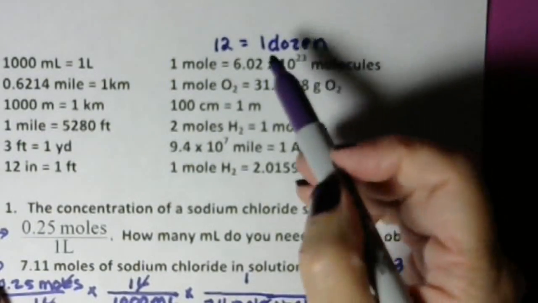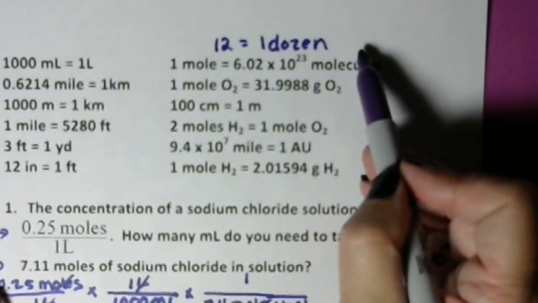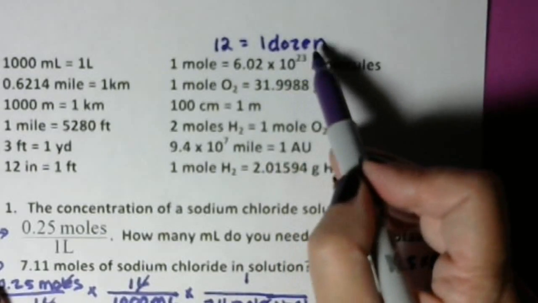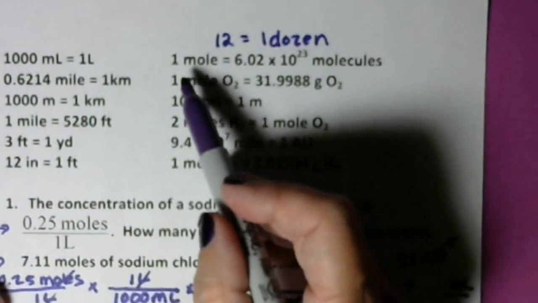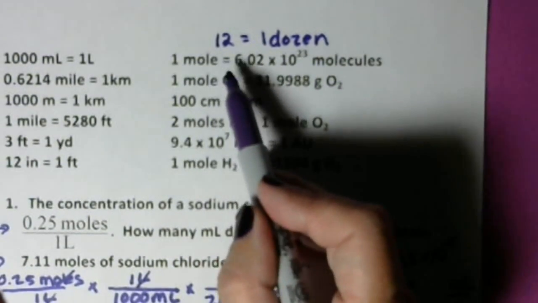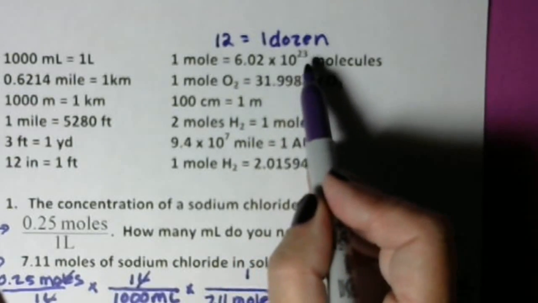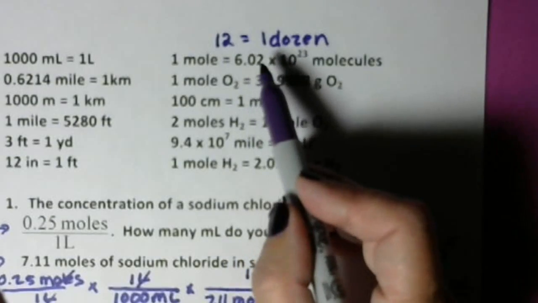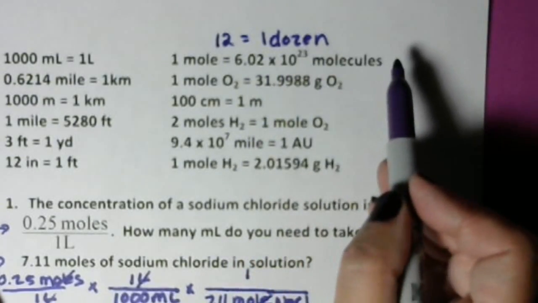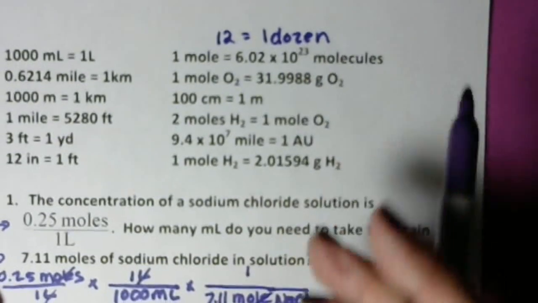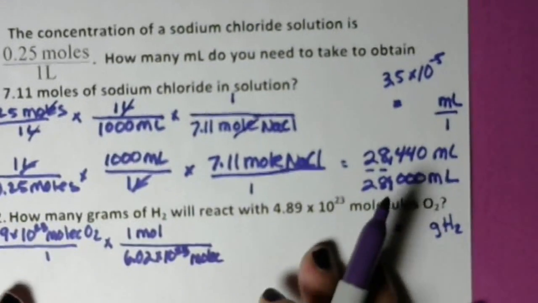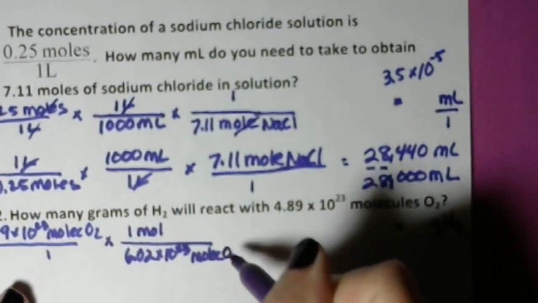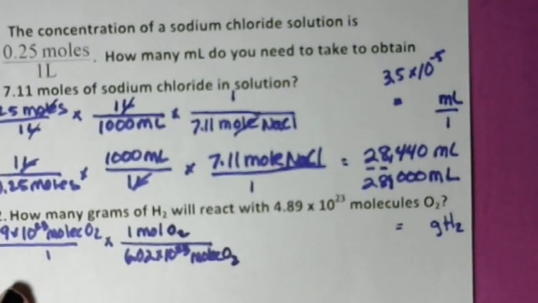You could have 12 eggs equals 1 dozen eggs, or 12 donuts equals 1 dozen donuts. That's the same thing here. 1 mole of oxygen equals 6.02 times 10 to the 23rd molecules of oxygen, or 1 mole of hydrogen equals 6.02 times 10 to the 23rd molecules of hydrogen. So I can use different things. So I can call these molecules of oxygen, and this would be moles of oxygen then.